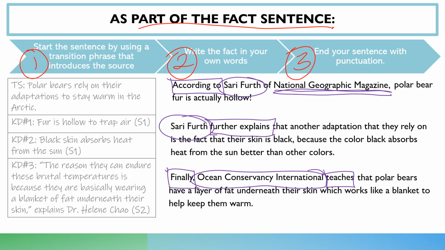So for these ones, and I'm going to highlight this in yellow to make it really clear, instead of writing source 1 and source 2, I'm citing my source right here. This one I told people came from Sally Firth of National Geographic magazine. Here I'm telling them it's Sally Firth again, and here I'm telling them the source was Ocean Conservancy International. So this is a second way that you can cite your sources. Instead of just telling the source number, you can give your reader more information about it inside your fact sentence.